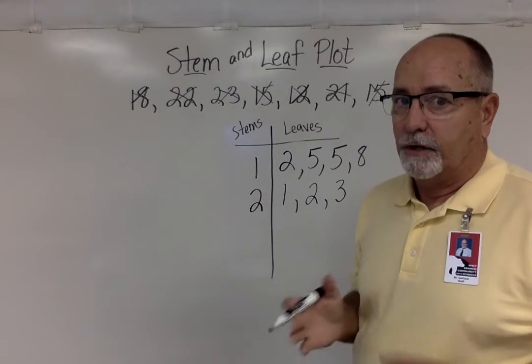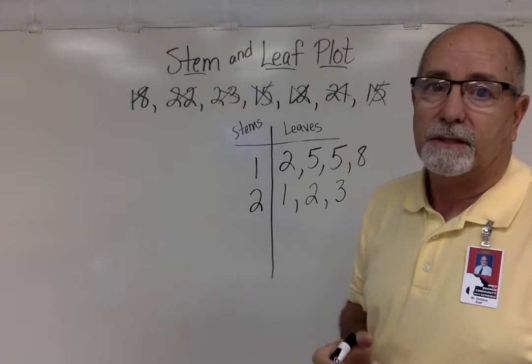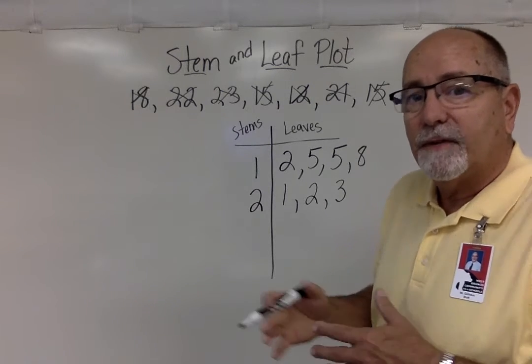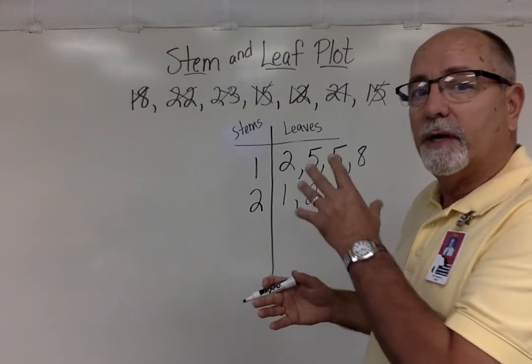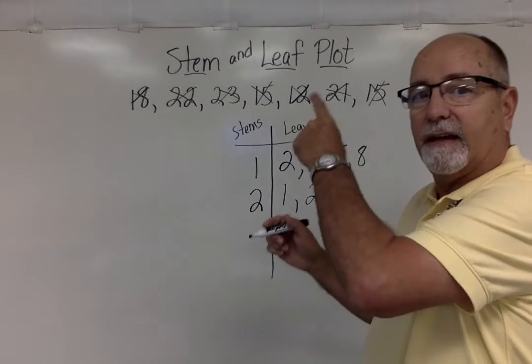Now, what is a very good check? Always do this. Do I have everything? What if I didn't see that 12 earlier? I would have checked by asking, do I have the same amount of leaves as I have data?